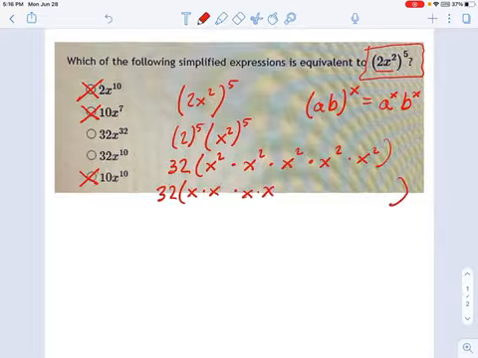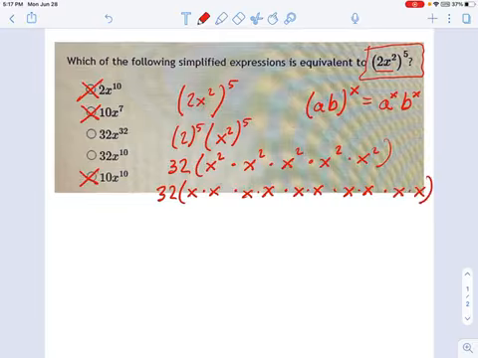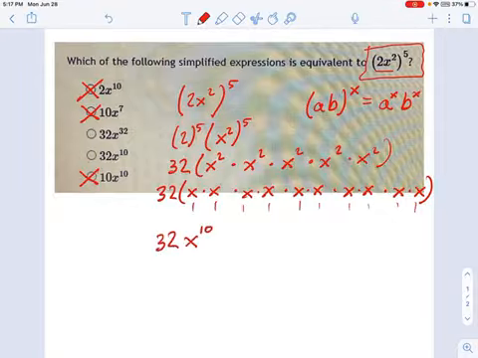And how many x's are we going to have when we finish doing that? Let me finish writing all those x's. x times x, x times x, and another x times x at the end. So you see I have 5 pairs of x times x. Each one of those pairs is an x squared. And when you count up how many x's you have, 1, 2, 3, 4, 5, 6, 7, 8, 9, 10. This is 32 times x to the 10th power because I have 10 x's times each other. And there's my answer right there.